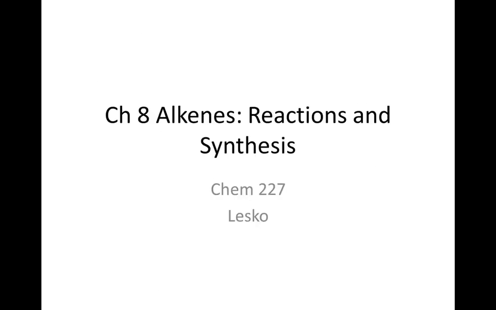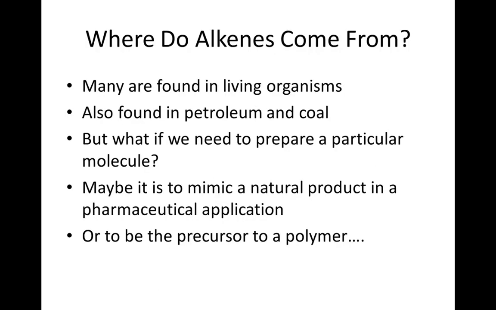Okay, so we're going to start on chapter 8, which is about the preparation or synthesis of alkenes and their reactions. In the first part of this chapter, they discuss where you can get alkenes from, and there are a lot of naturally occurring alkenes in organisms, and because petroleum and coal are the products of the decomposition of organisms, well, there's still a lot of alkenes present in those materials.